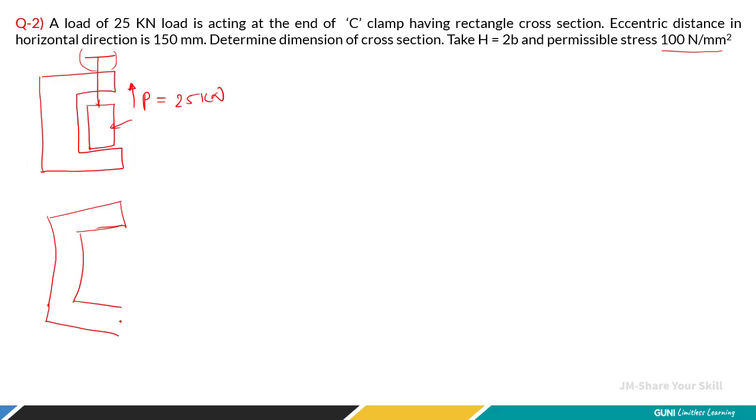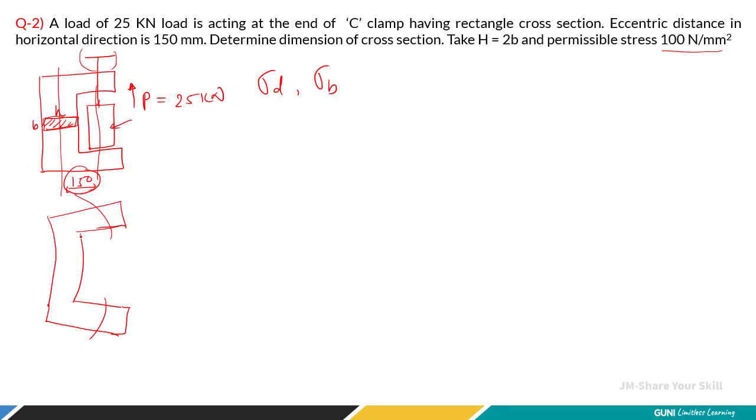Because of this, two types of stresses are acting. One is direct stress, the second is bending stress. Direct stress is simply given on the cross section. Okay, you can directly consider it on the given cross section. So this is height h and this is b. Because the load is acting at a distance of 150 millimeter, or you can say the loading is eccentric, it results in bending.